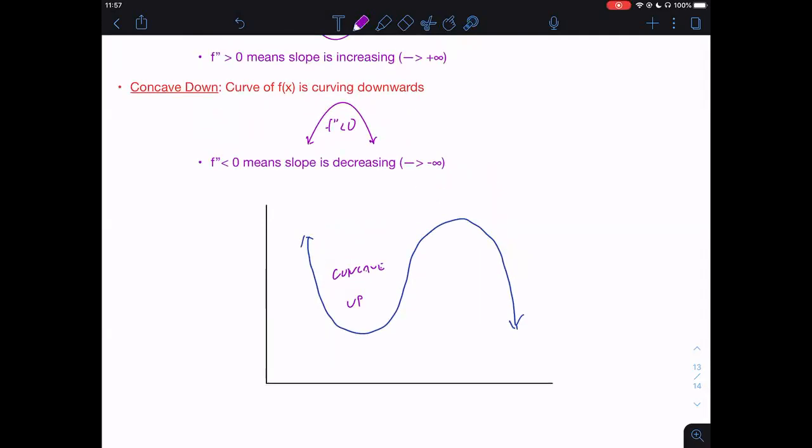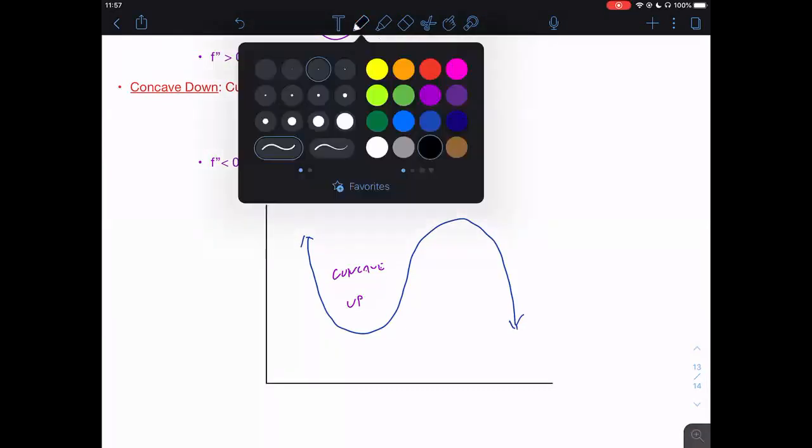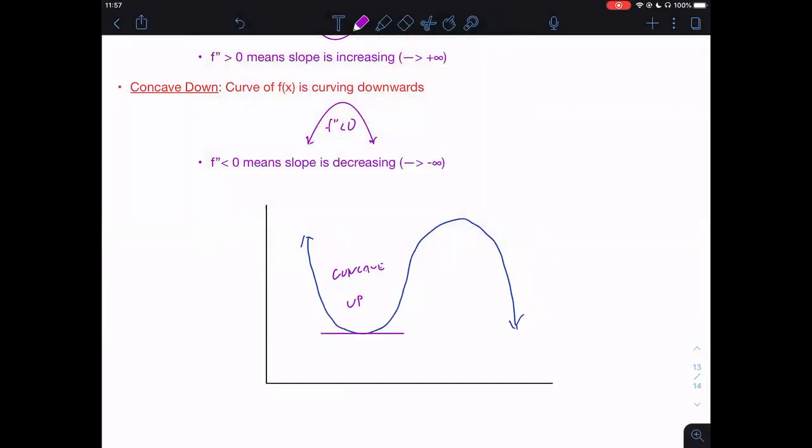Meaning our function in this case is being held up. I'll just do a color. If we draw right at this valley here, the valley is holding up this function.